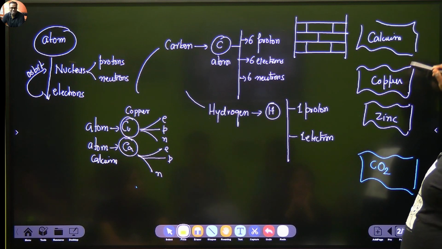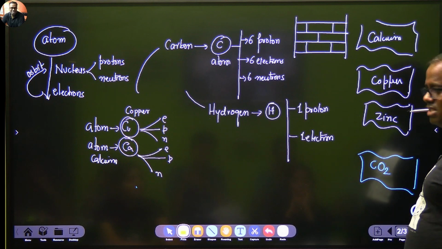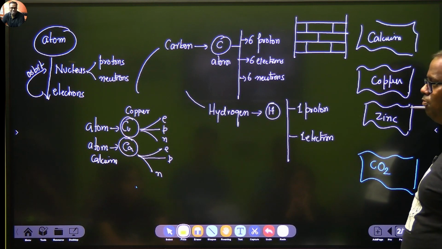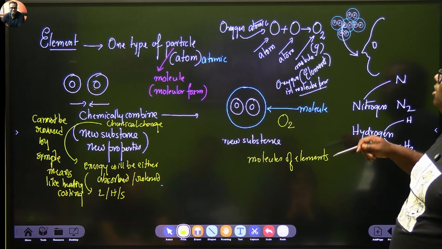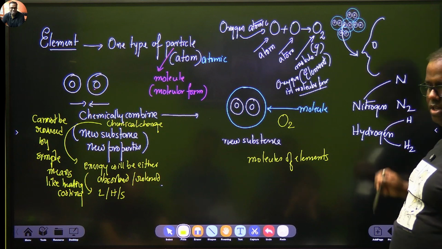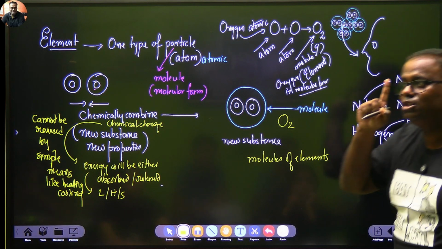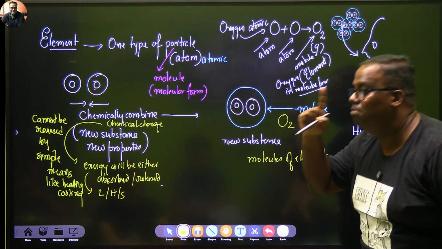Okay. So then comes copper atoms, zinc atoms. So these are all elements. Are they pure form? Yes, they are pure form because they contain one type of particle. Then I go to some elements which are non-metals, like say nitrogen, hydrogen. Do they contain one type of particle? Yes, sir, but this particle is not atom, this particle is molecule.